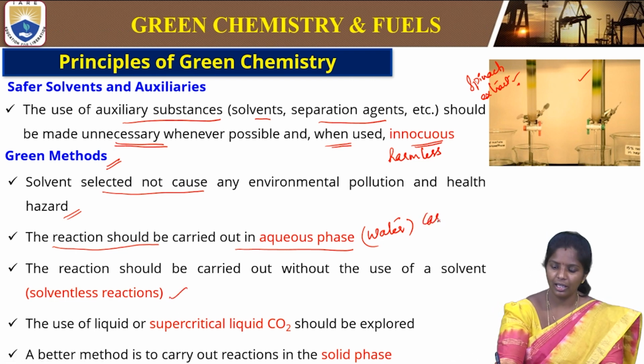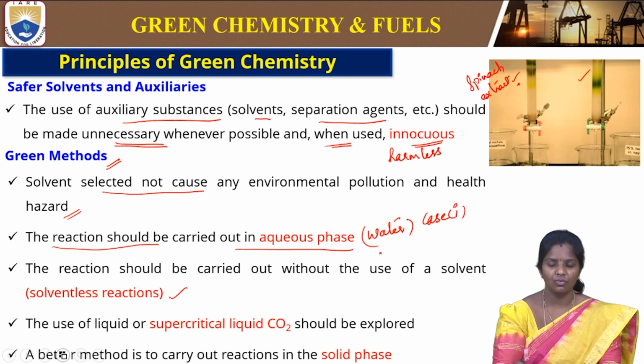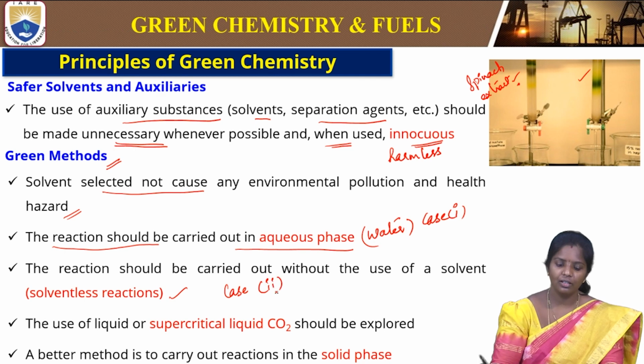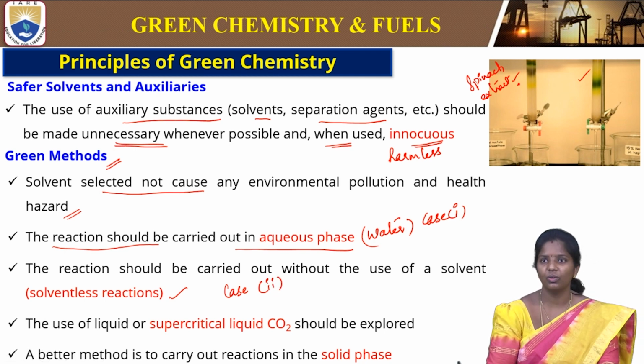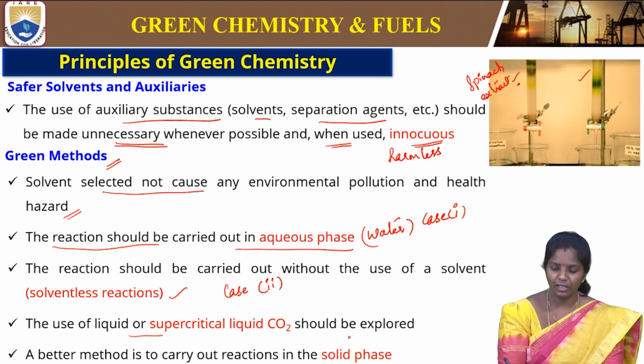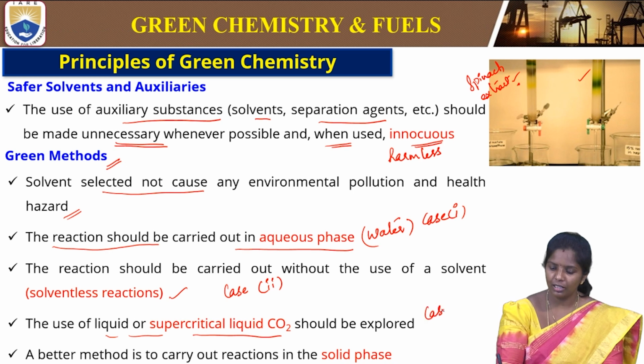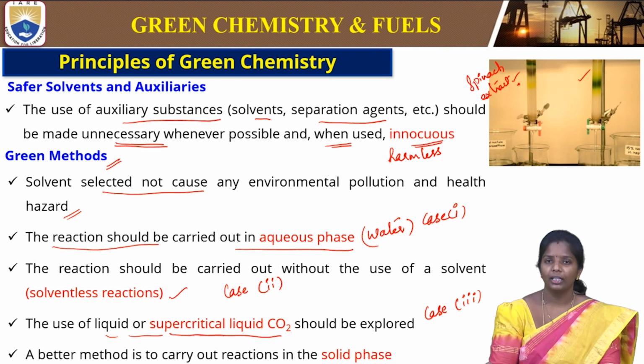This is case one, where we can use the aqueous phase. In case two, we can prefer solventless reactions, which means we are not using any solvent during the reaction. The use of supercritical liquids like carbon dioxide should also be explored. Supercritical liquids can give the same efficiency of chemical reaction while avoiding harmful solvents.